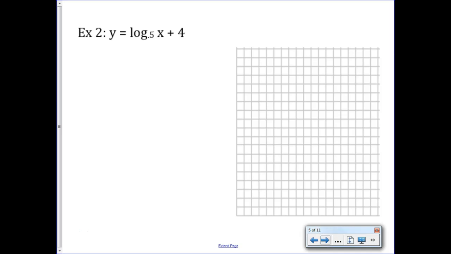All right, so we are graphing log of x base 0.5 plus 4. The first thing I do is start to look at the inverse of this, and I'm not looking at the transformation. So if I have 0.5 to the x equals y as my inverse, or I could just say 0.5 to the y equals x, that will help me to come up with some points.